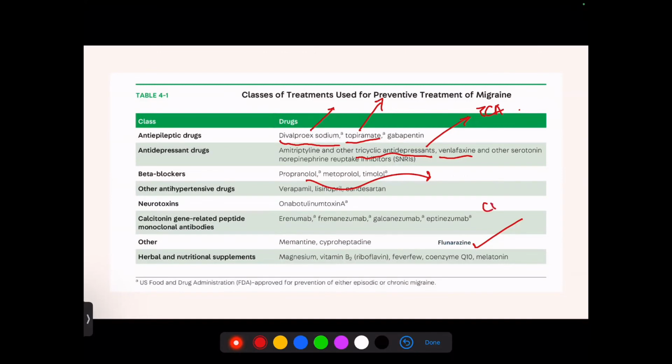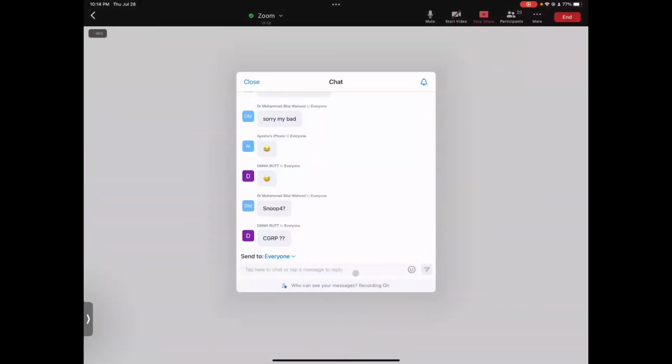Now CGRP drugs are coming, which can be given to people. They're migraine specific, for those who do not respond to these medications, and galcanezumab has come in Pakistan as well. It's expensive, but people who do not respond to other medications might respond to this or to Botox, and Botox therapy helps improve headache as well. There are some herbal and nutritional supplements which you should know. Magnesium in doses of 500 milligrams to 1 gram per day can help, especially in pregnancy. Coenzyme Q10, melatonin, and feverfew are some of the drugs that help.